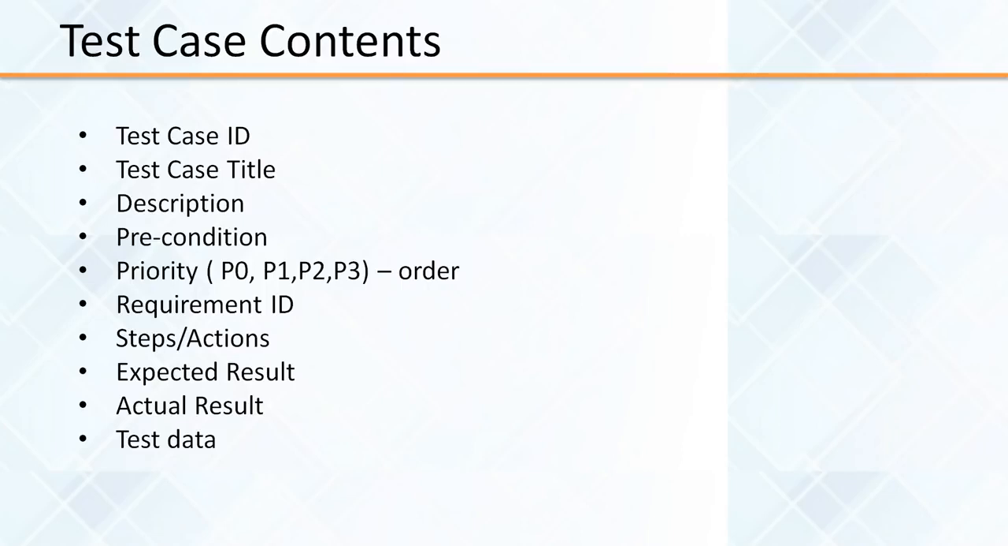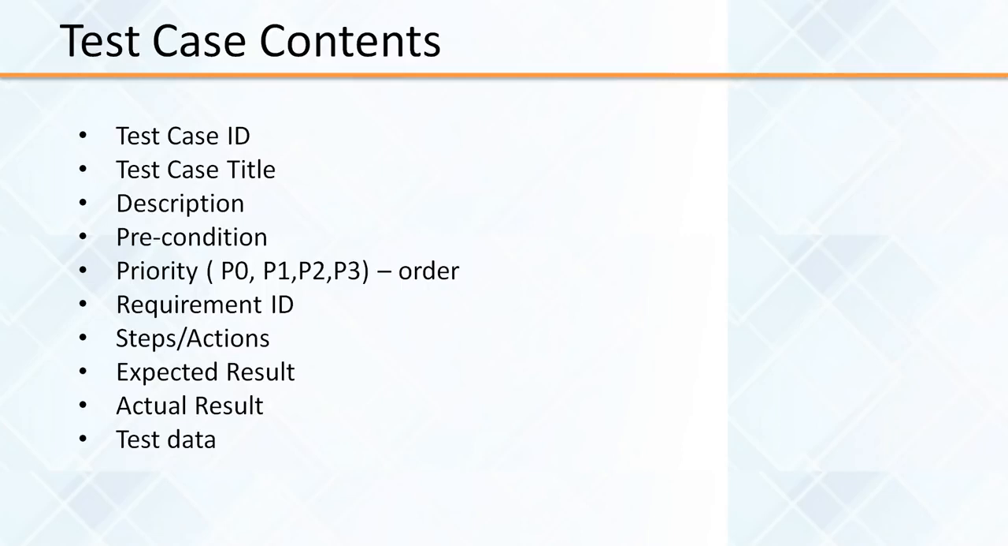That also we need to specify. The actual result column will be empty at the time of preparing your test cases, and at the time of execution we need to get the actual result from the application and specify that actual result in the test case document. If you find any mismatch between expected and actual, then we need to report it as a defect. And then test data is also part of the test case. Some test cases require test data, so test data is also part of the test case, right? So these are the contents in the test case.